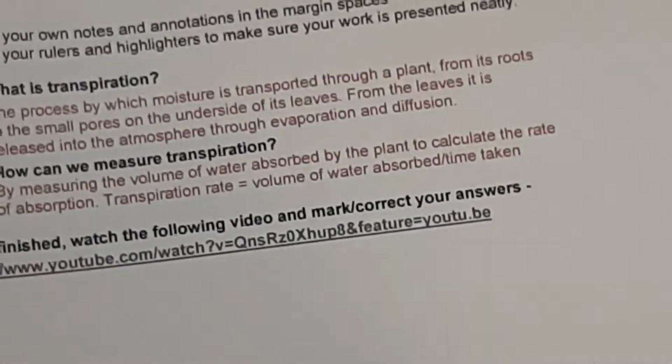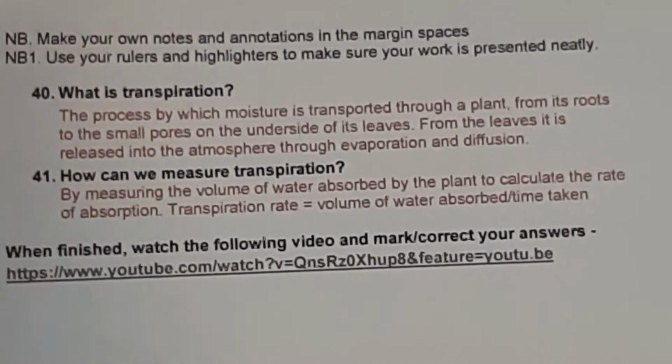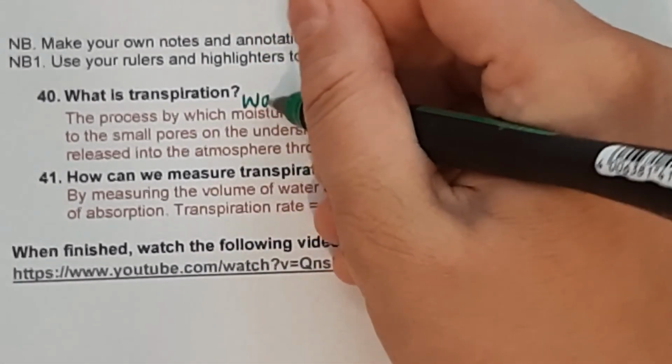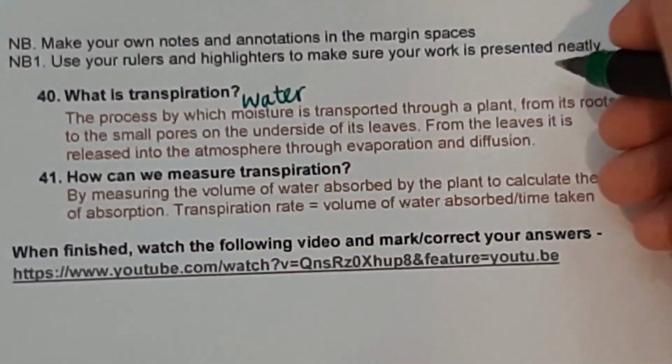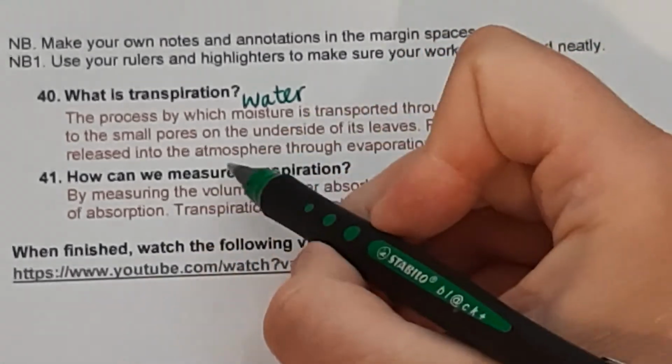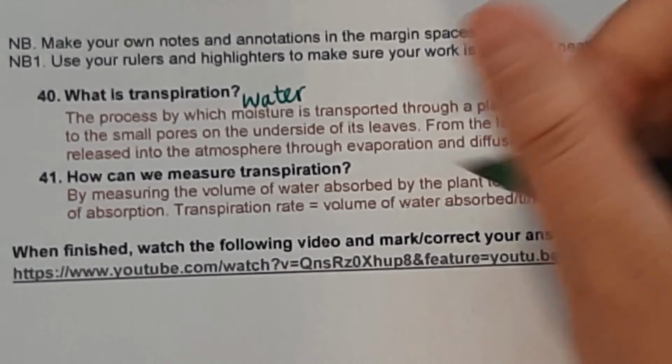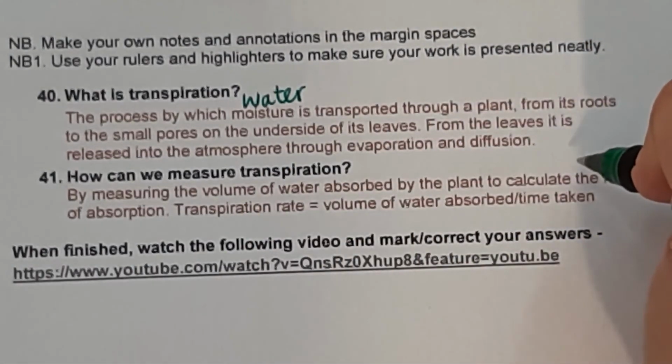Question 40. What is transpiration? So, long answer to this one. It's the process by which moisture, or water in fact, would be a better word than moisture, is transported through a plant from its roots to the small pores on the undersides of the leaves, so the stoma. From the leaves, it's released into the atmosphere through evaporation and diffusion.